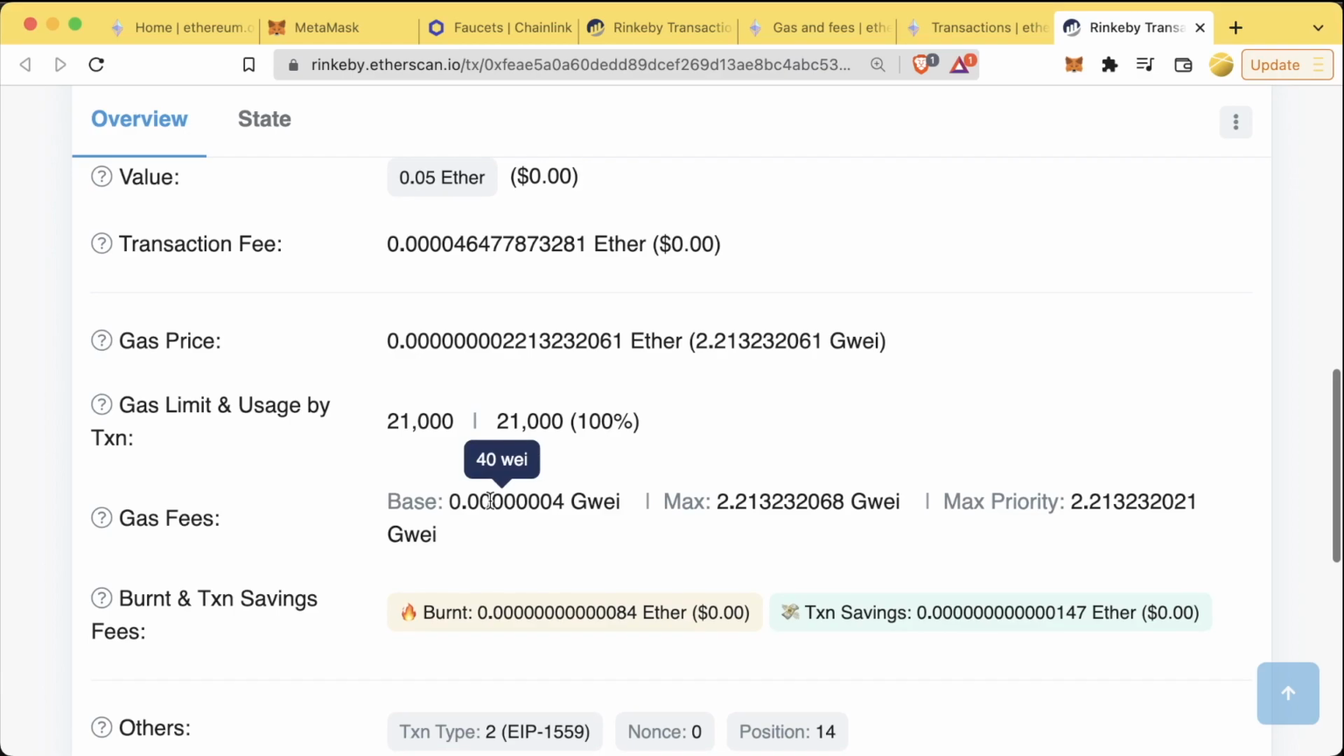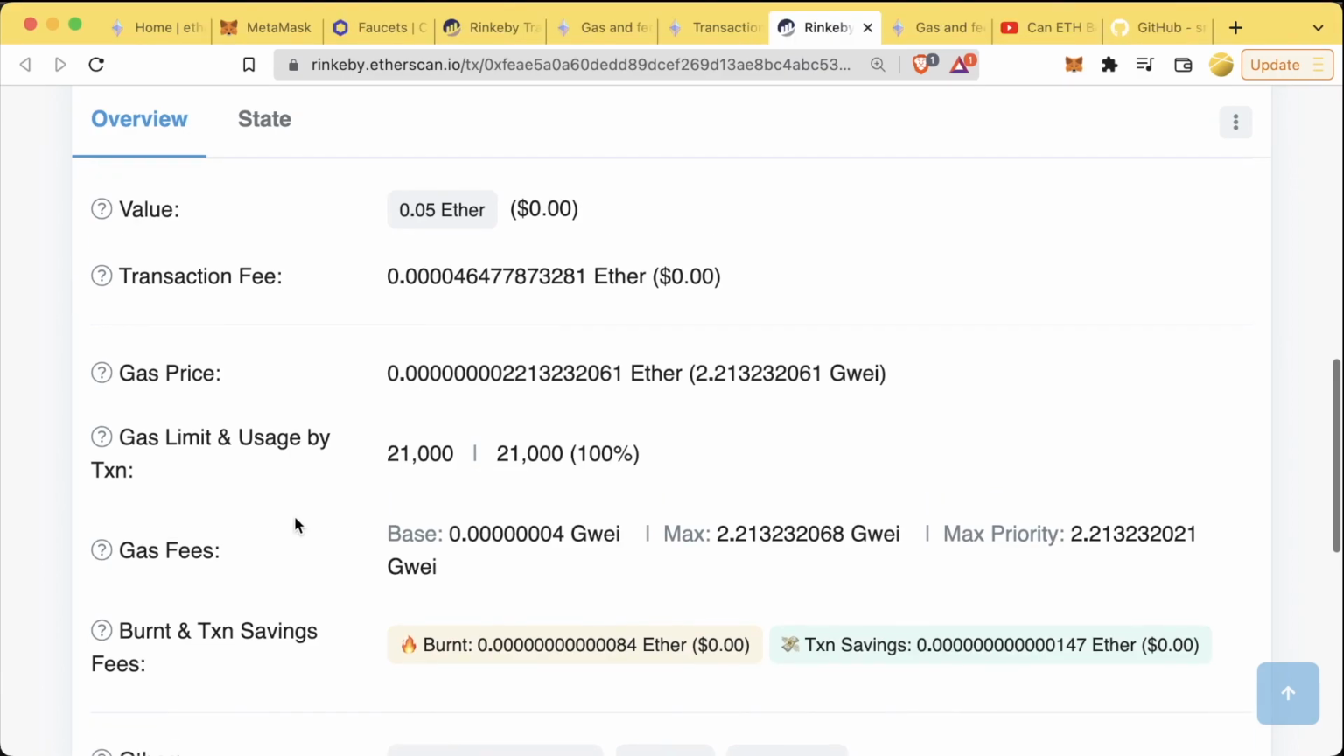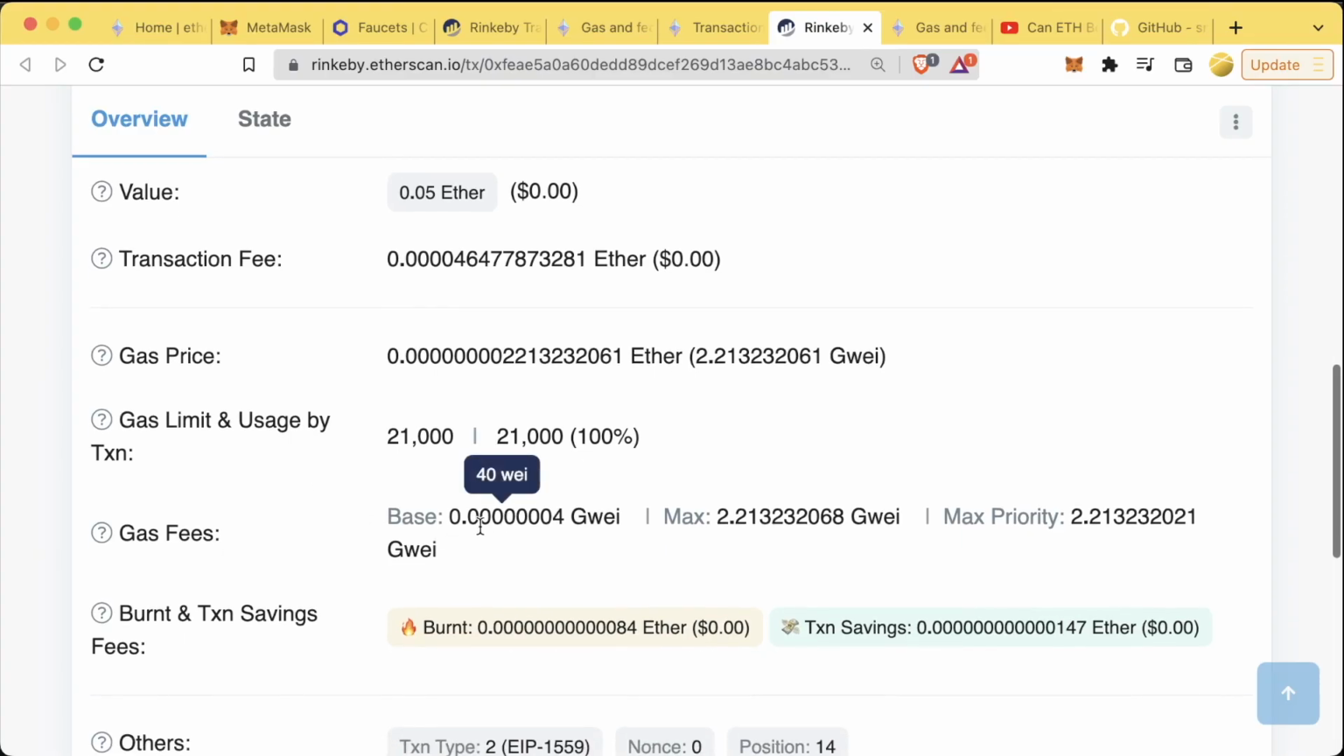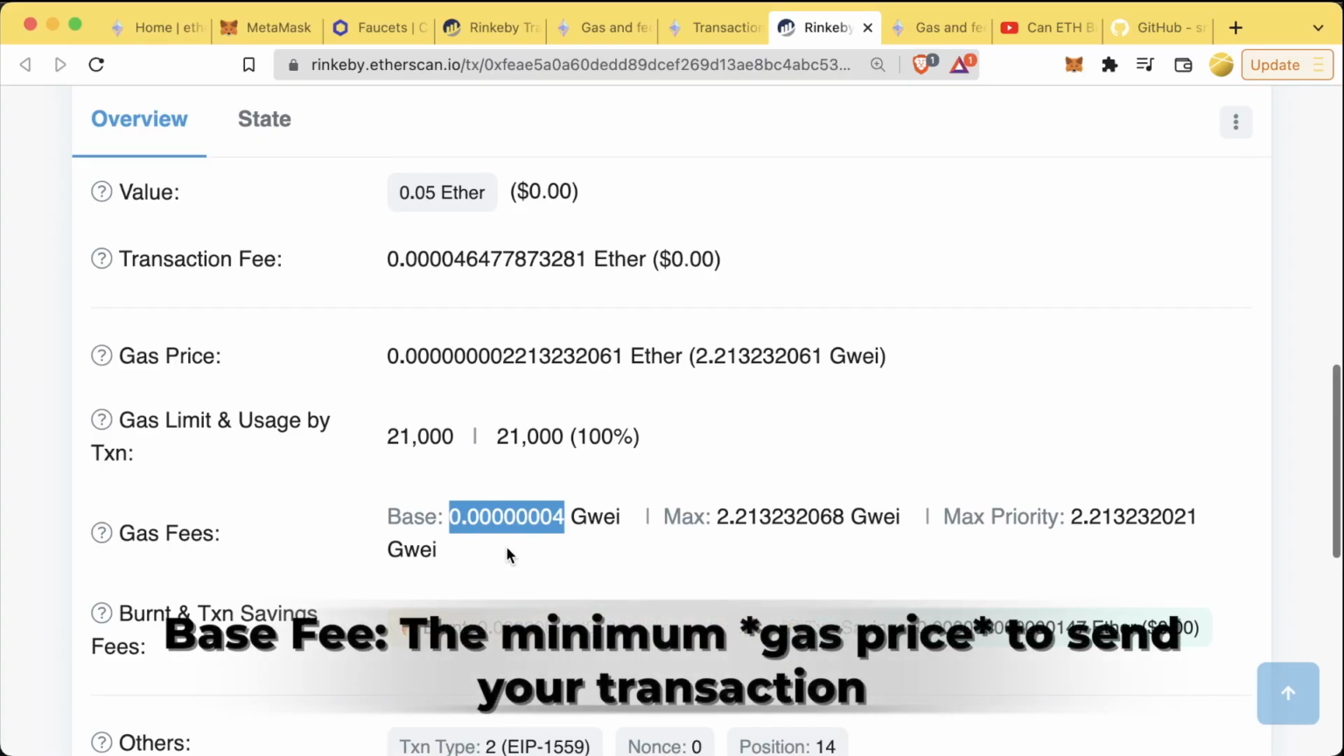So currently in Ethereum, according to EIP 1559, every transaction on Ethereum comes with something called the base fee. This is the minimum gas price you need to set to include your transaction. And you'll notice that these are priced in something called Gwei. So what is a Gwei?